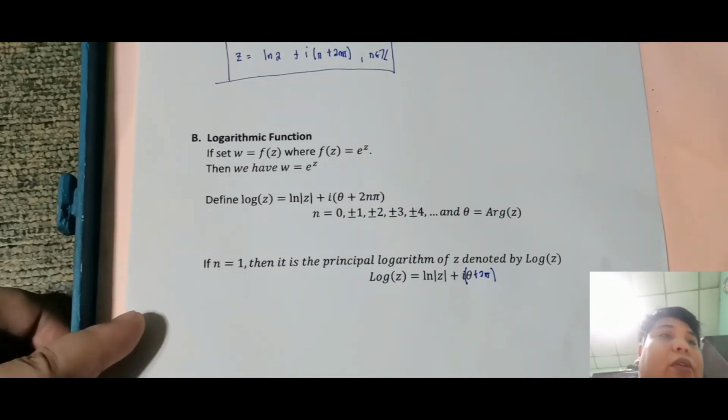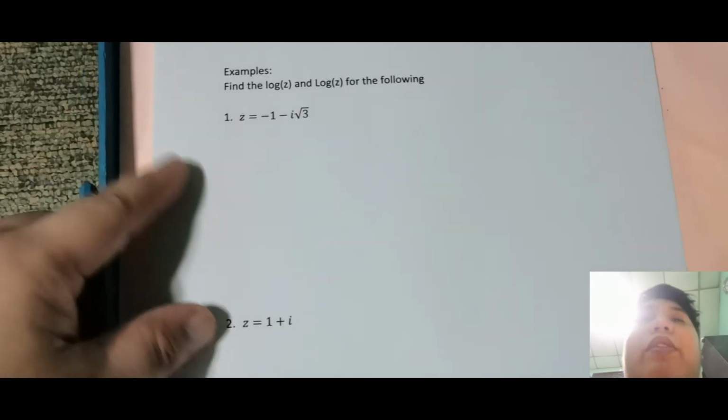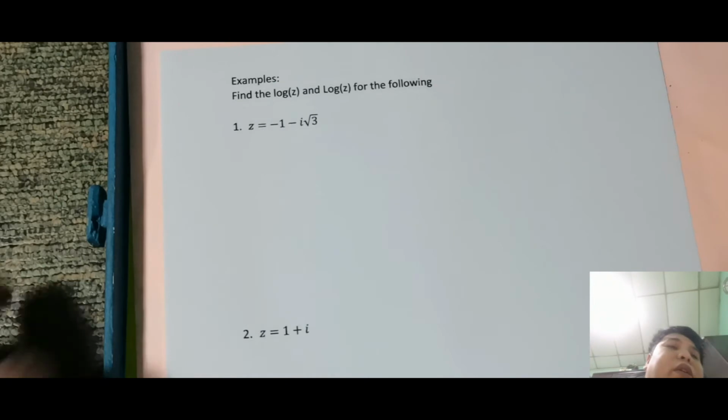Okay, so let's have example muna bago tayo mag-proceed sa mga properties nito. Examples, find the logarithm of z and the principal logarithm of z for the following. So, napakasimple lang nito. Dalawa yung formula lang gagamitin natin. So, importante, alam mong kunin si modulus sa si principal argument. So, una, let z is equal to negative 1 minus i square root of 3.